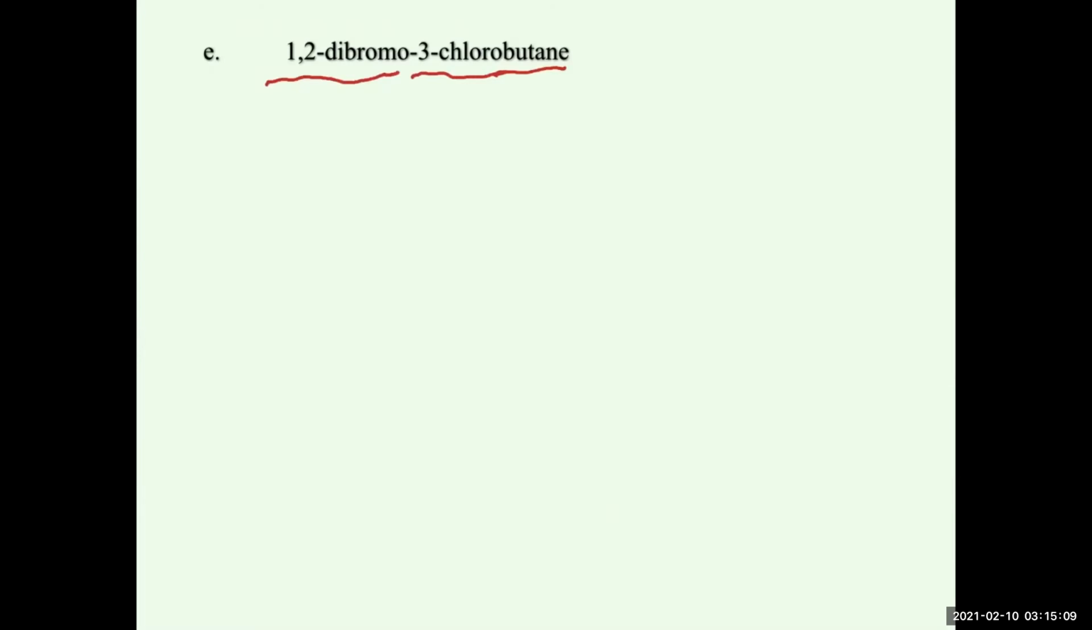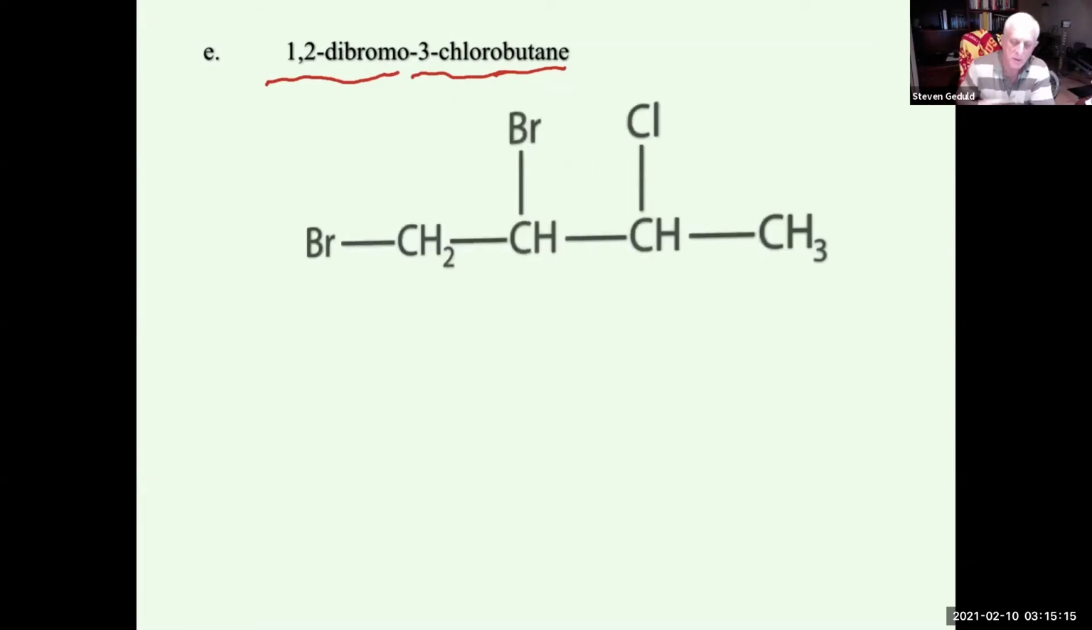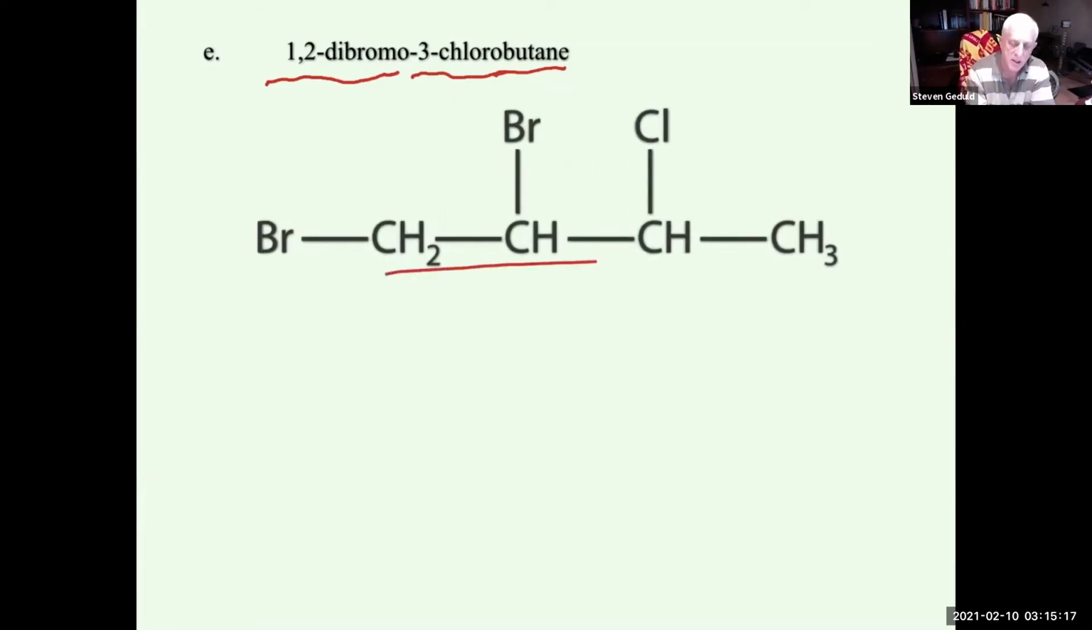Chlorine. And this tells you at what? What does 1,2-dibromo mean? That there's a bromine at 1 and 2. Perfect. That's it. You guys got this. So there's your 4 carbons. At number 1 and number 2, there's a bromine group. At number 3, there's a chlorine group. Everything else, fill in the hydrogens.